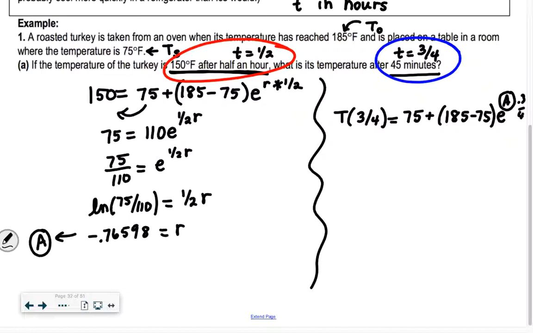Run out of room. Do you guys see that? A times 3/4. So I kind of do one thing at a time. I multiplied my A by 3/4, and I'm going to do e raised to that answer on my calculator. I'm going to multiply by that 110, and I'm going to add 75. So my temperature after 3/4 of an hour, should it be above 150 degrees? Should it be below 150 degrees? What do we think? It's below, right? It's continuing to cool. And it continues to cool until it's now 136.929 degrees. So around 137 degrees Fahrenheit.